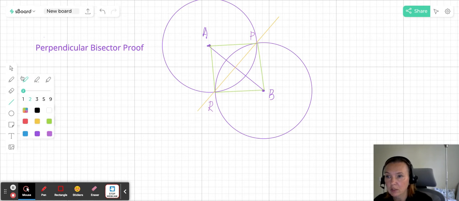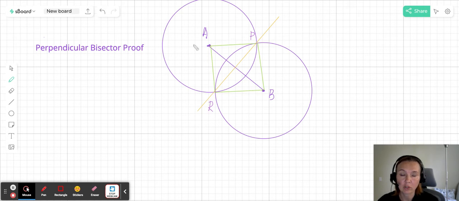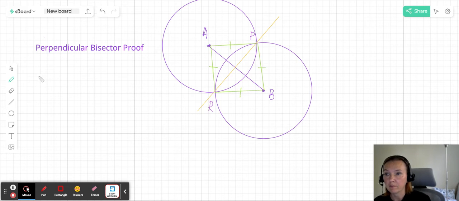So now when all those points are connected, I would like to label all the information I know, which is AP and PB, those are radii, same radius. Remember, both of those circles had the same radius, so they have to be equal. And also AR and RB, they are also radii, so those should be equal as well. So now how do I start a proof?